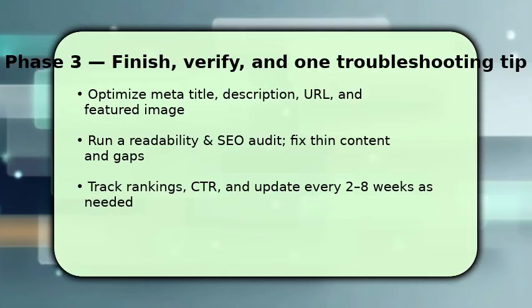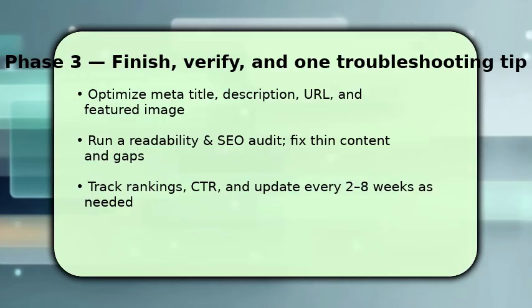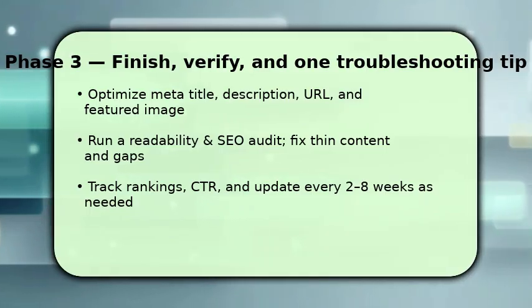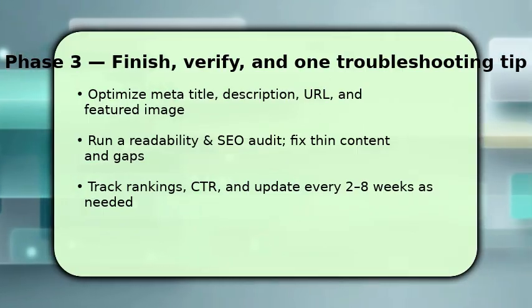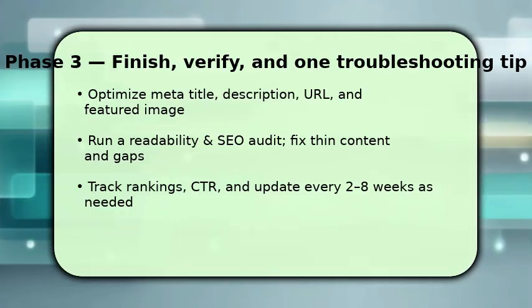Include the primary keyword near the start of the title, but keep it natural. Once published, run a quick SEO audit for page speed, mobile layout, and readability. Fix any thin sections and add FAQs if search snippets demand them. If performance lags, check CTR and rankings, then update headlines, content depth, or internal links.